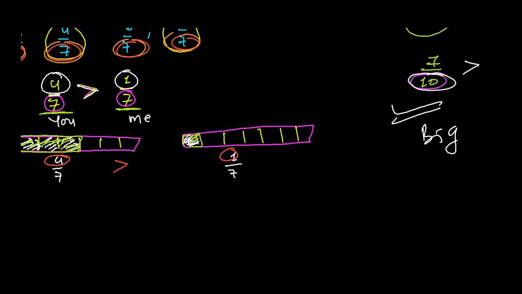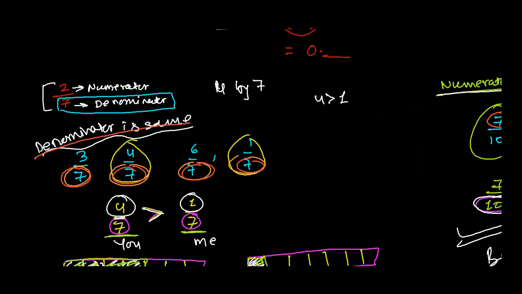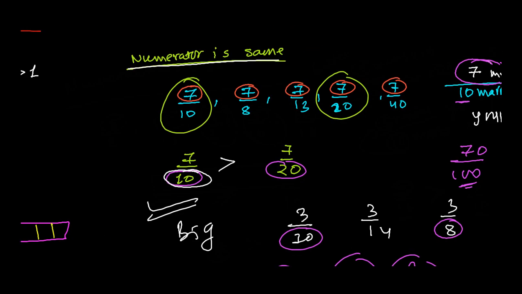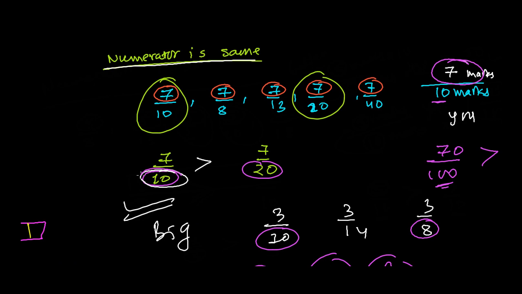So basically we learned two types of fractions here. When the denominator is same, if both fractions have the same denominator, then to separate which fraction is bigger and which is smaller, you need to look at the numerator. The fraction having the bigger numerator is always bigger than the fraction having the smaller numerator if the denominators are same. But if the numerators are same, then you need to look at the denominator: the fraction having the smaller denominator is always bigger than the fraction having the bigger denominator.